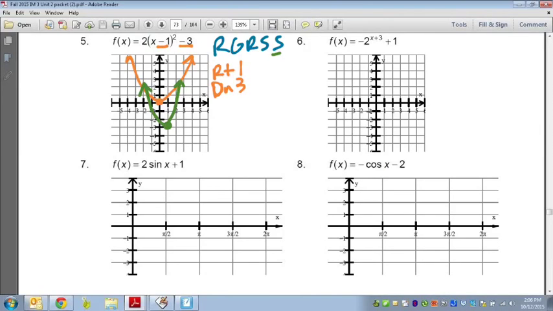All right, number 6. Recognize what kind of function this is. This is an exponential function. Okay, so normally I'd put it here at 0, 1. That's my critical point, and then it goes up like this.